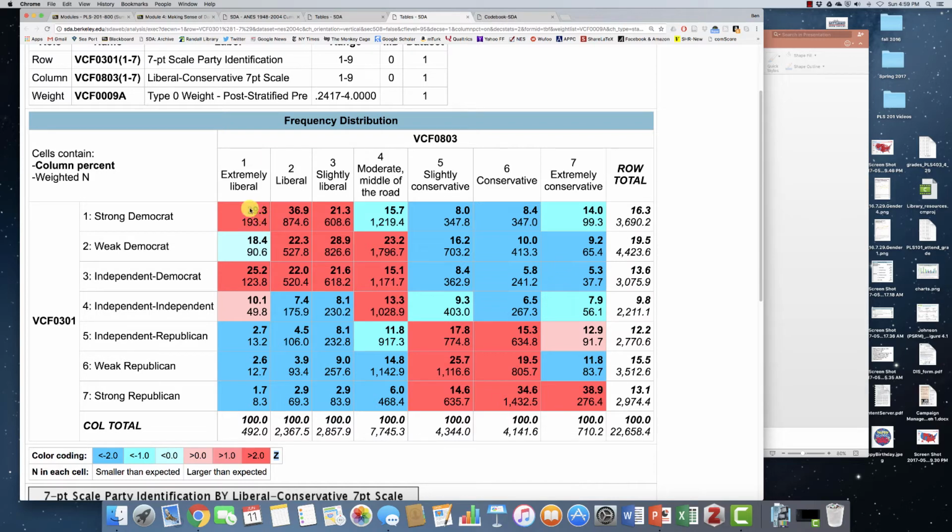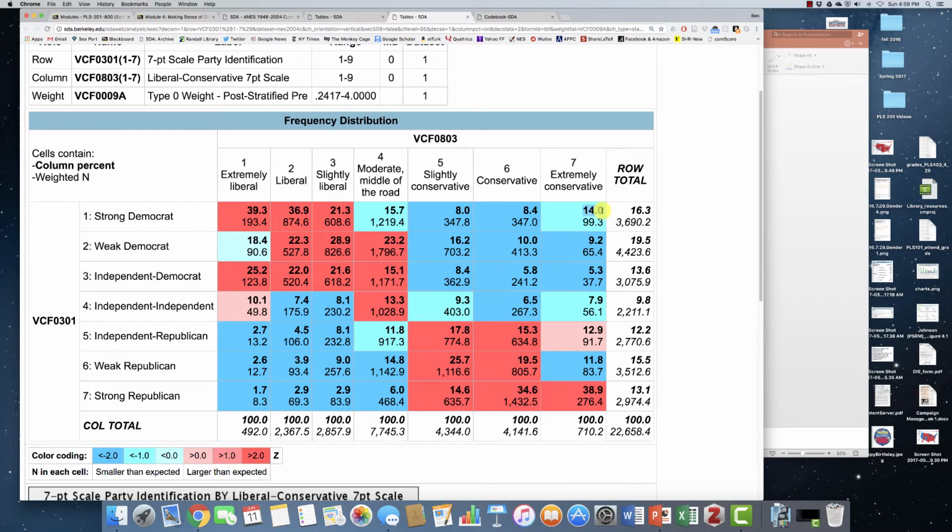Now, here you see that 39.3% of people who were extremely liberal also called themselves strong Democrats from 1948 to 2004. That is much, much higher. That's a much greater Z-score coefficient than those who were extremely conservative.